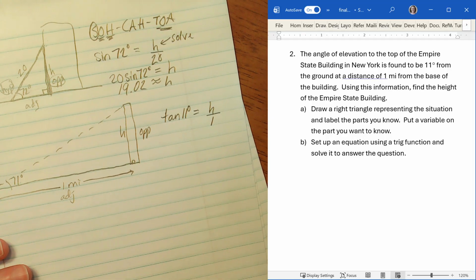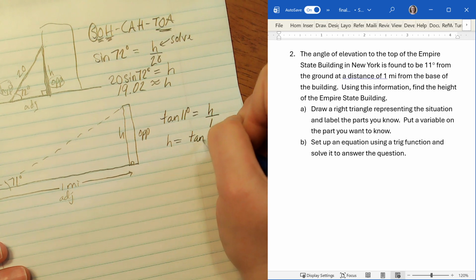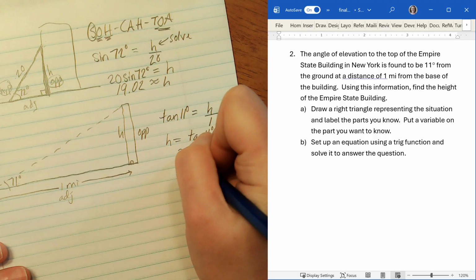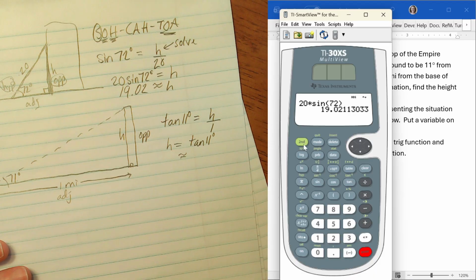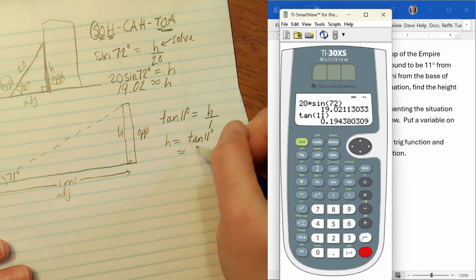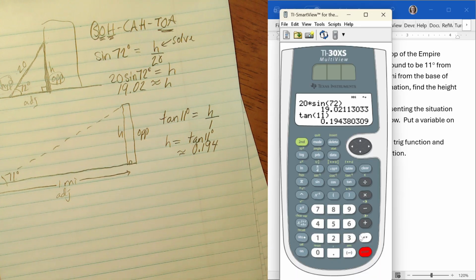Well, that was easy. It already solved itself. The height is just tangent of 11. Dividing by 1 doesn't do anything. So I'm just going to put that in my calculator. Tangent of 11, tan. Make sure you're in degree mode. And I'm getting 0.194. That might seem small, but this is in miles.